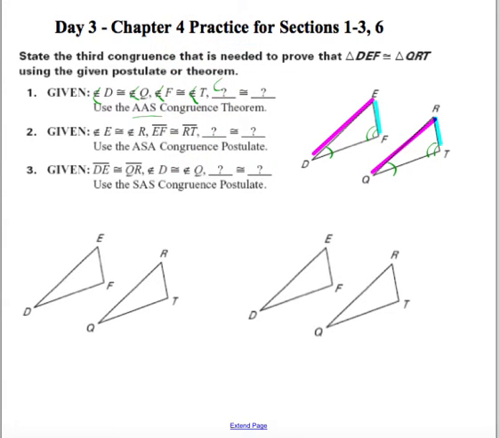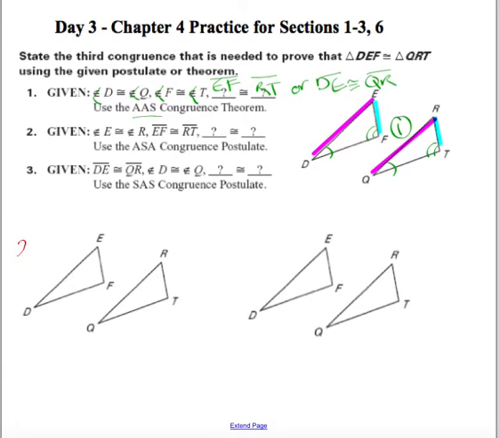So we could have EF, remember to name them with the segment bar, congruent to RT, or we could have DE congruent to QR. Either of those would make it angle, angle, side because those sides are not included between the angles. So this is number 1's picture here.